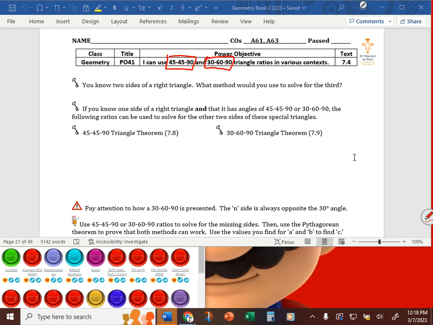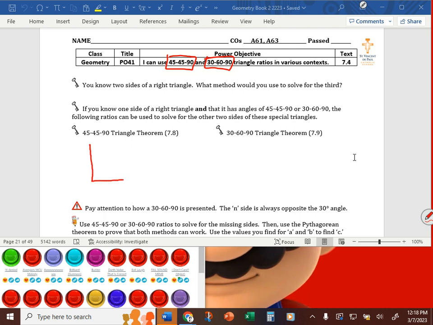Okay, and if we're talking about 45, 45, 90, or 30, 60, 90, what are we talking about? A triangle. Yes, but what do the numbers 45, 45, and 90, or 30, 60, 90 refer to? Right triangles, angles. Okay, so the 45, 45, 90 triangle theorem.